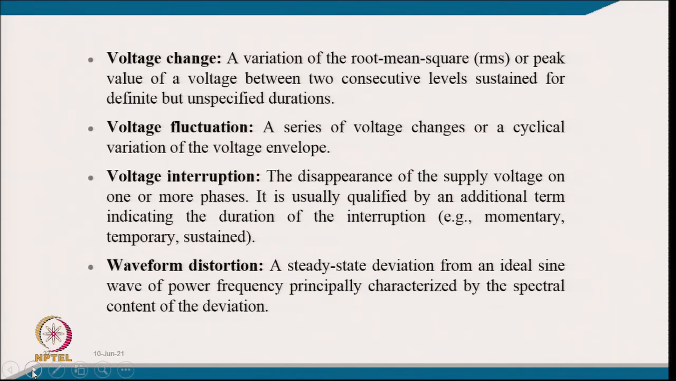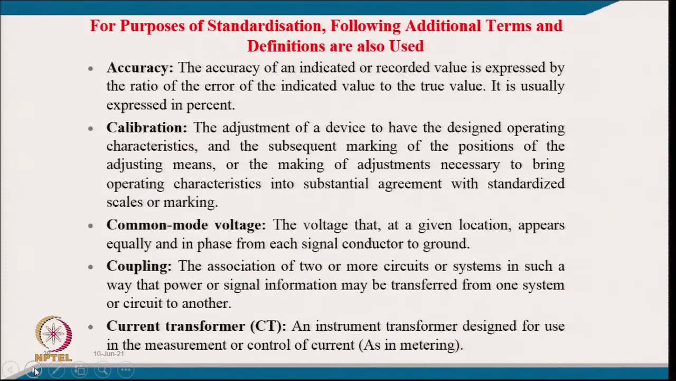And waveform distortion is a steady-state deviation from an ideal sine wave of power frequency, principally characterized by the spectral content of the deviation. So, those were some of the terminology, but for the purpose of standardization, the following additional terms and definitions are also used in power quality, like accuracy. For recording equipment, the accuracy of an indicated or recorded value is expressed in terms of the ratio of error of the indicated value to the true value, and is usually expressed in percent.